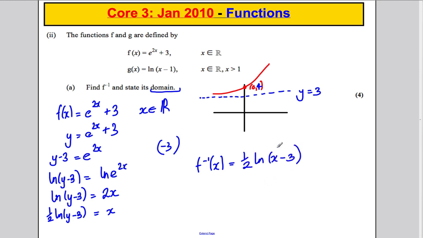Now, what's its domain? What x values can you put in? Well, the domain of the inverse is the same as the range of the original. The range of this original is y bigger than 3, so therefore the domain must be x bigger than 3. Also, you could have got that because you know if you put 3 in here, you'd be working out ln of 0, and ln of 0 is undefined. And we're done.